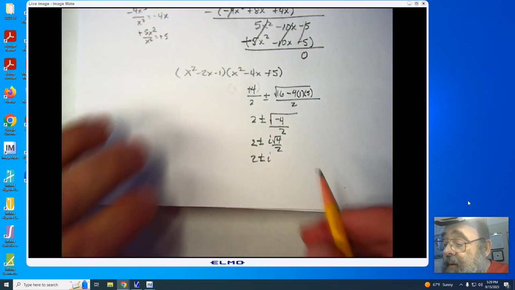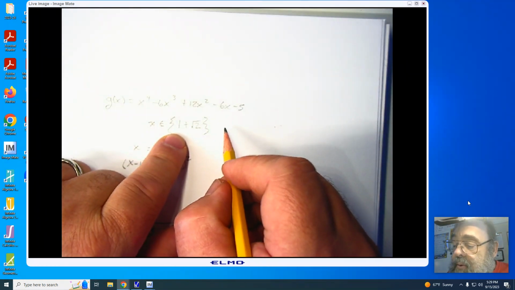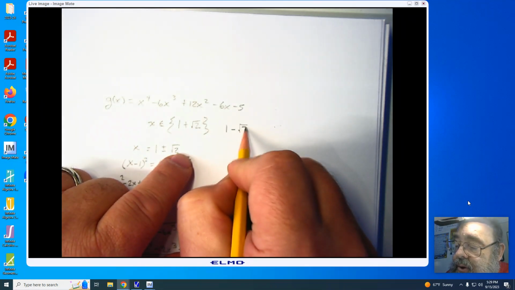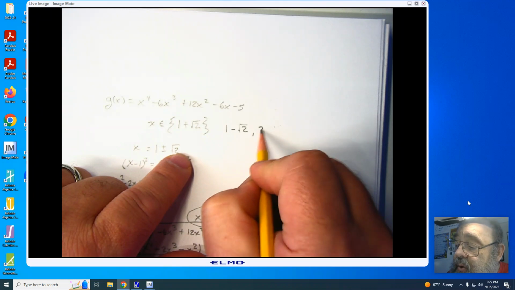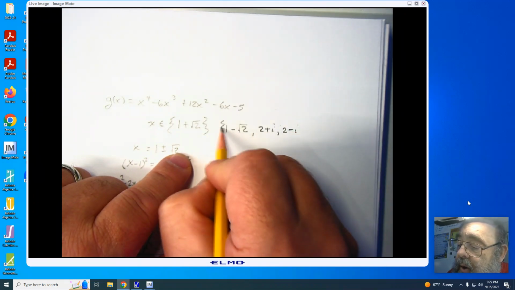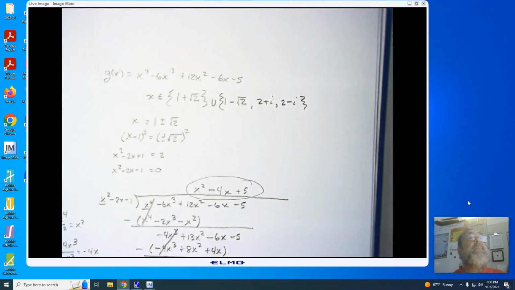I now know my roots. My roots have to be the original: 1 plus root 2, then we have 1 minus root 2, and now we have 2 plus i and 2 minus i. Those are the remaining roots that we're working with. Now you'll notice, let's just repeat this again.